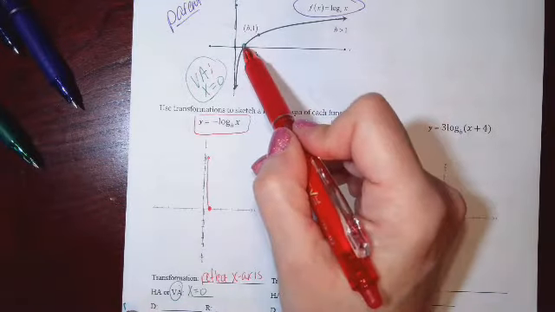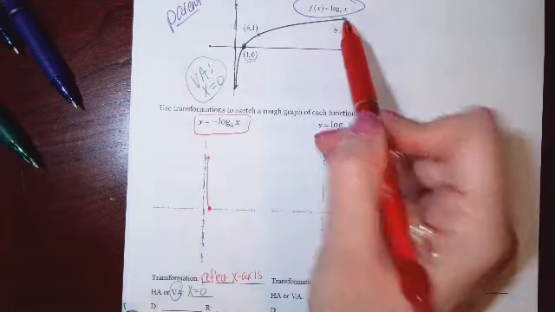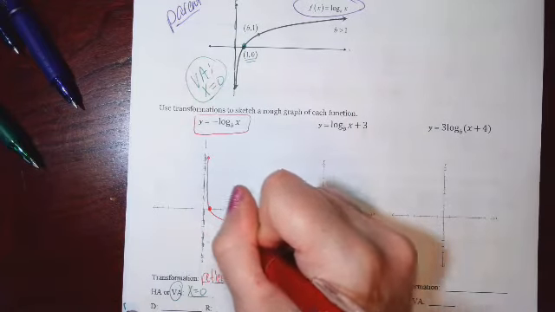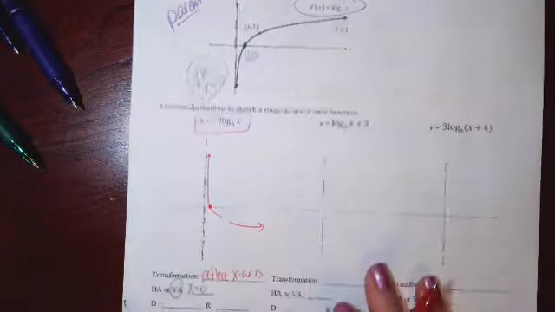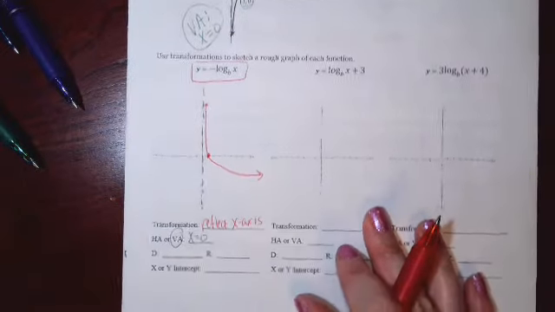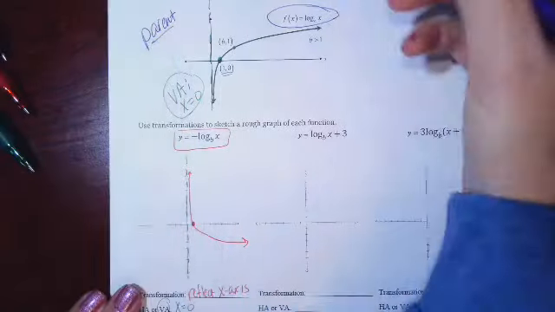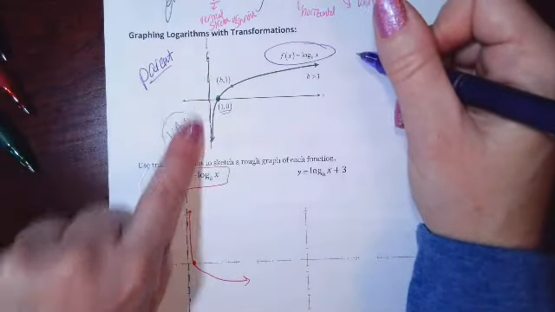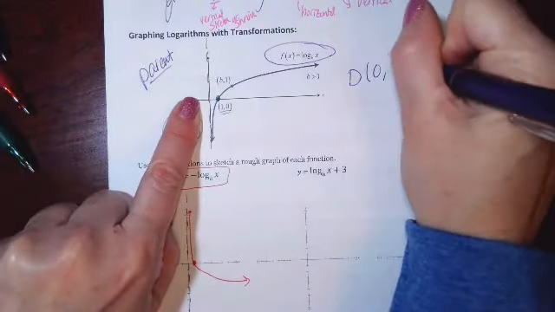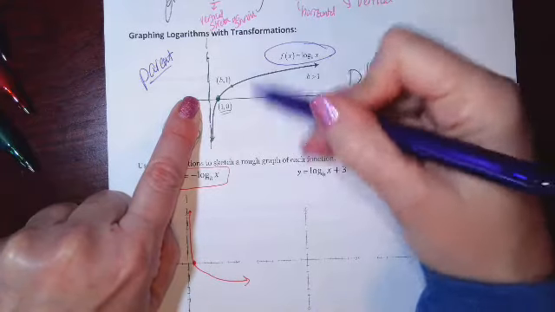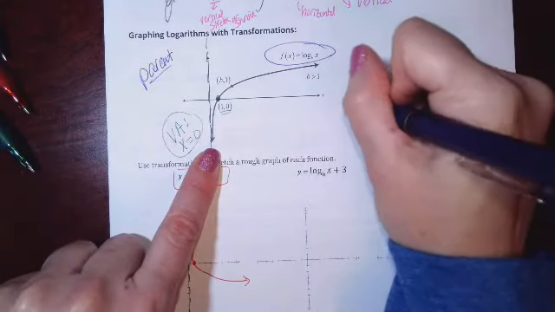And where this curve is above the x-axis, now that curve is going to be below the x-axis. So let's think about domain and range. Up here for my parent function, the domain had a limit. My domain was from 0 to positive infinity, but my range did not. My range is all real numbers.